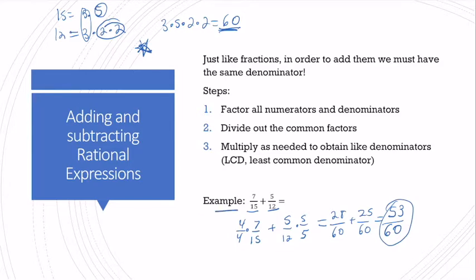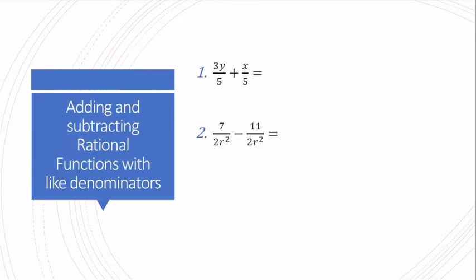Now that's how it works with rational numbers. Let's take a look at some rational expressions. What's really nice is if they have the same denominator. If they have the same denominator, I just add the numerators and put them over the same denominator. So (3x plus y) over 5 plus (3y plus x) over 5 becomes... I add the numerators and I put them over the same denominator.